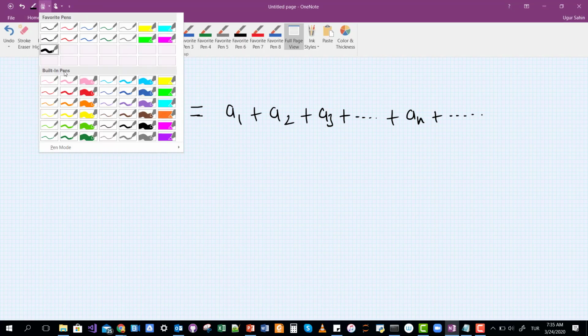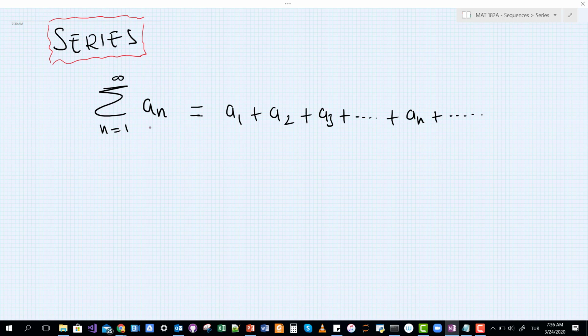we should know a_n will be called the general term, and this is the index, and this is going to be the sum notation. And then this part, as you see, the sum.